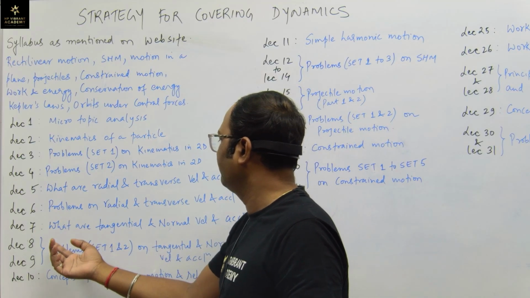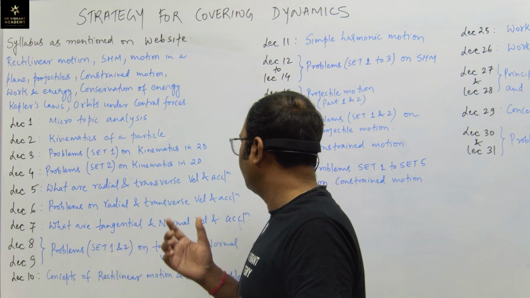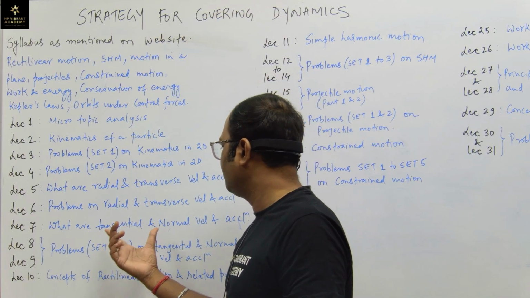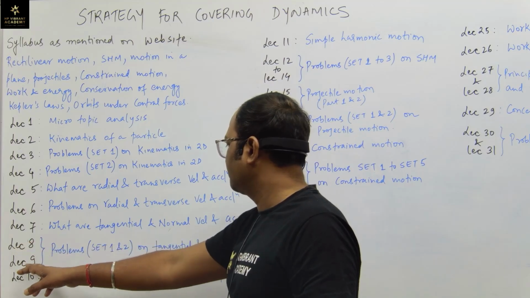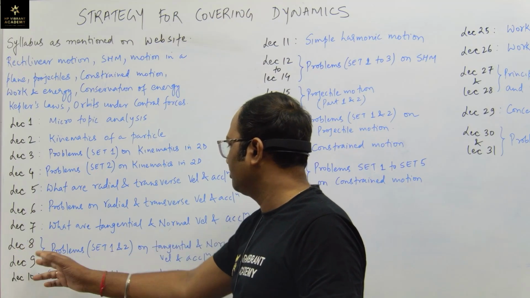In lecture 7 we have tangential and normal velocity and acceleration. Based on this concept, we will discuss problems in set 1 and set 2. So we have lecture 8 and lecture 9, which are on problems.